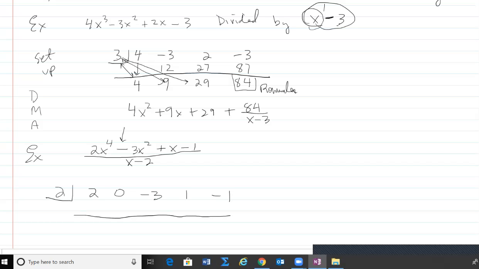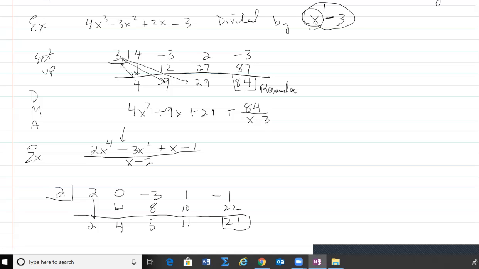Okay, draw your line, drop down that 2. Begin multiplying. 2 times 2 is 4. Put it over here. Add. 0 and 4 is 4. 4 times 2 is 8. Put it over here. Add. That's a 5. 5 times 2 is 10. Add. It's 11. 11 times 2 is 22. Add. It's a 21. That's your remainder.